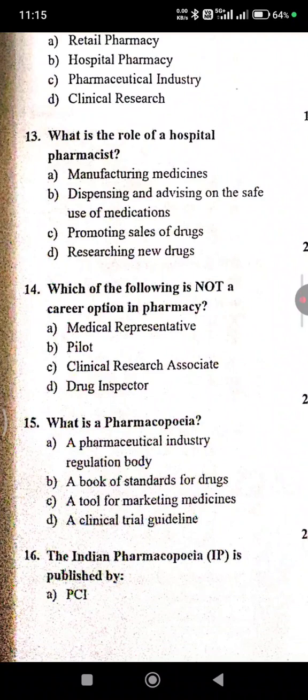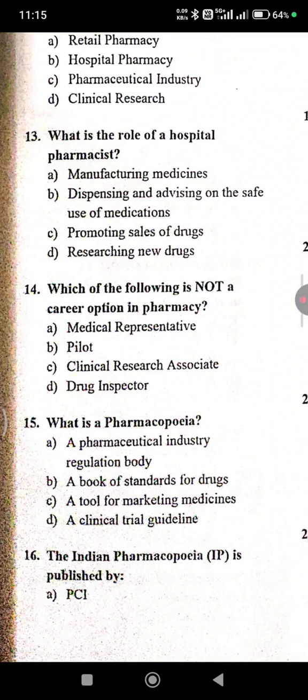15. What is a pharmacopoeia? Answer option B, a book of standards of drugs. A book of standards of drugs.